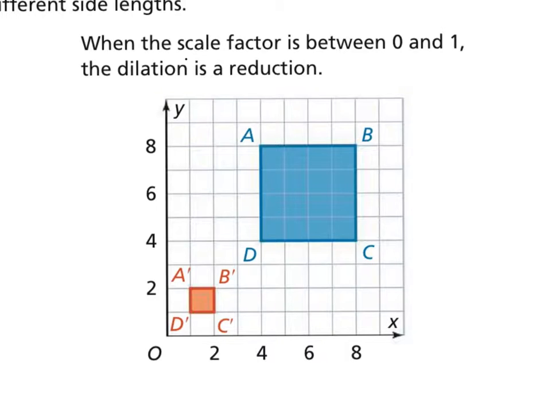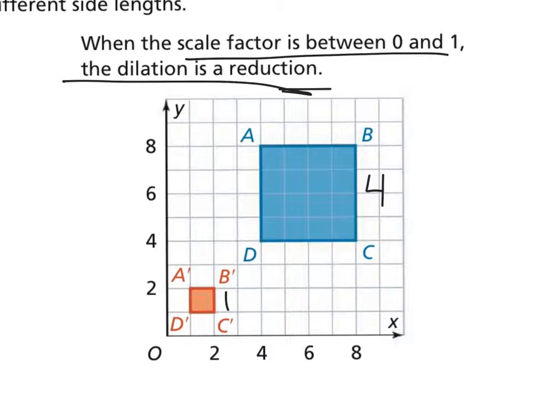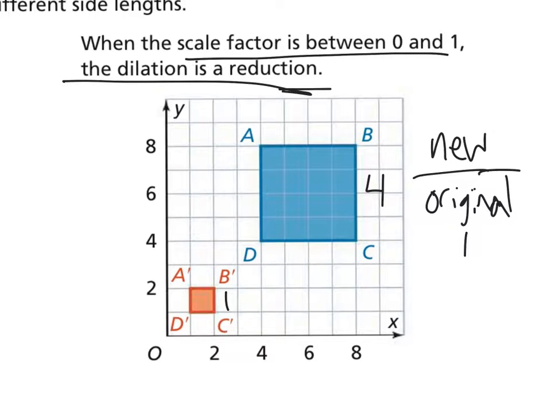If the scale factor is between 0 and 1, then it's a reduction. We're making it smaller. And again, we could compare side lengths here. Side length was 4, now it's 1. So our new side length is 1, our original side length was 4. So that's a 1/4 scale factor. It's 25% the size of what it was to begin with.